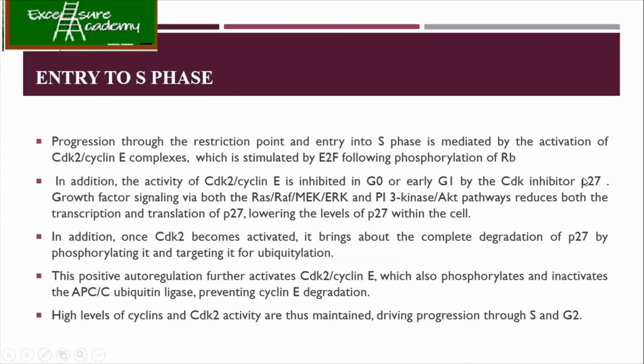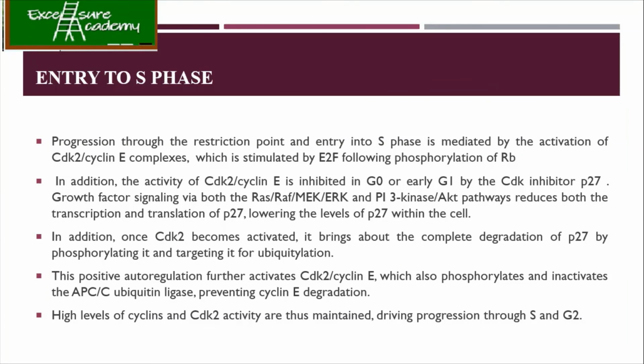Now entry into the S phase. So progression through the restriction point and into the S phase is again mediated by the activation of your CDK2 in complex with cyclin E, okay, which is stimulated by E2F following the phosphorylation of RB. अब जैसे ही phosphorylation of RB is happening, E2F is getting activated, it is also activating your CDK2 cyclin E complex, which will result in passing the restriction point and entering into the S phase.